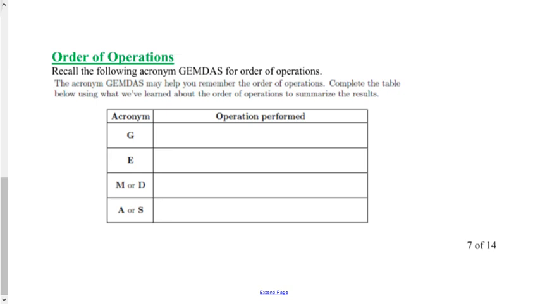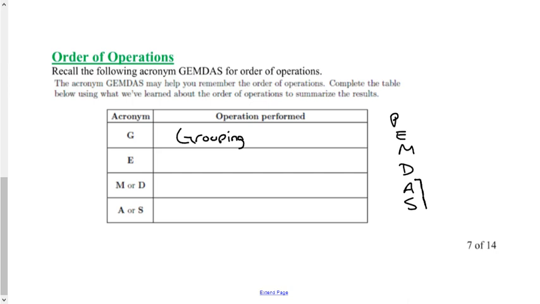So what we have here is called GEMDAS, and notice how these are grouped together. The G does stand for grouping. Now, a lot of you probably have heard this with a different acronym called PEMDAS. And there's nothing wrong with either one of these. You just have to make sure that you're careful about it.